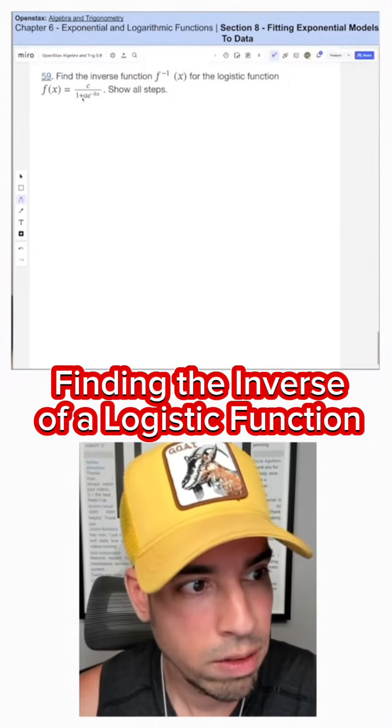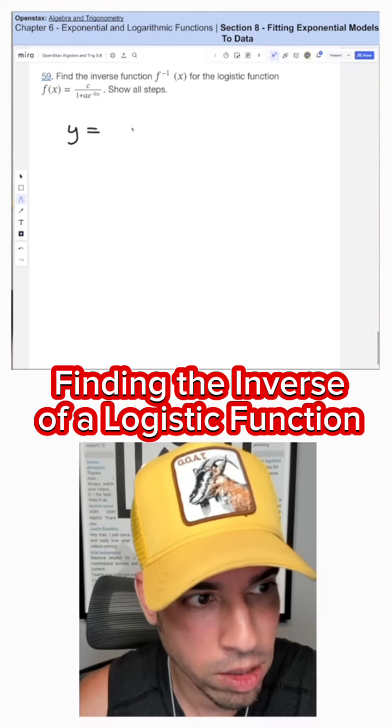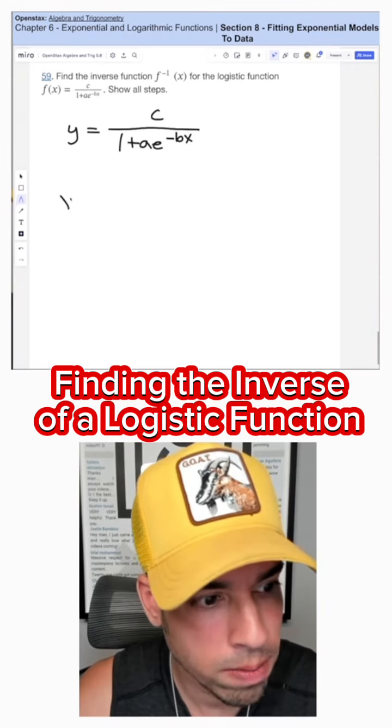This says to find the inverse of this function. So we're going to start with our typical process. We're going to change the f of x to y. Then I'm going to swap the x and the y. And then we're going to isolate y.